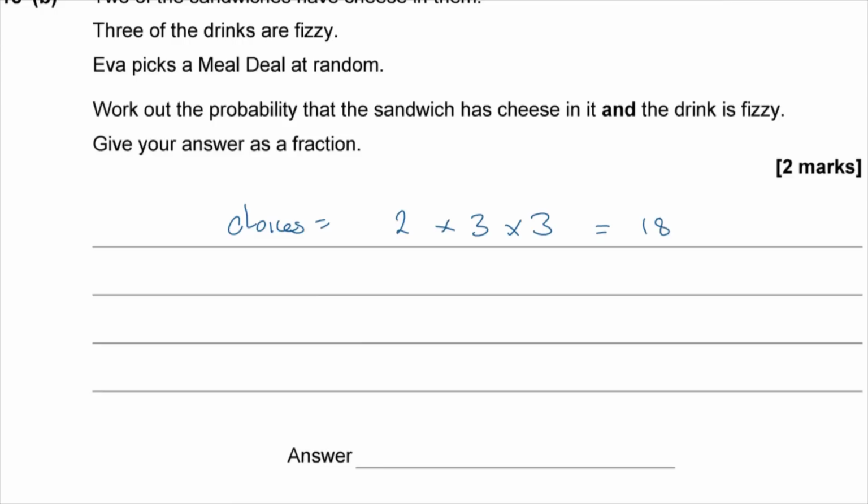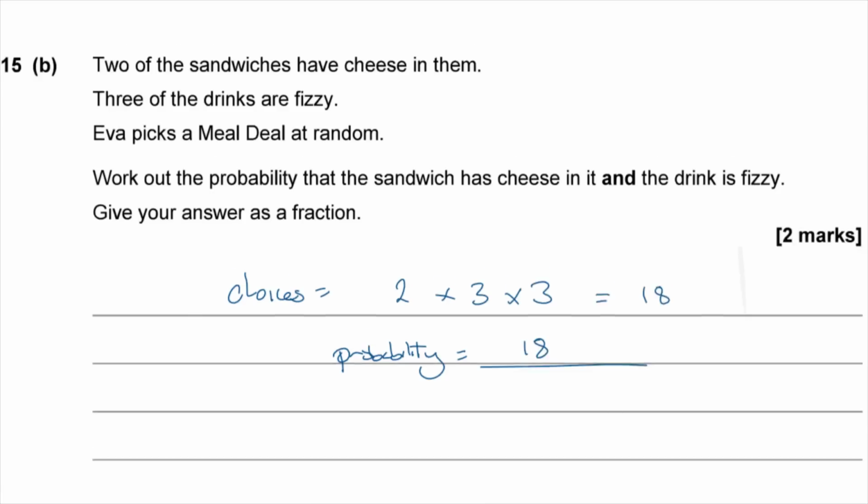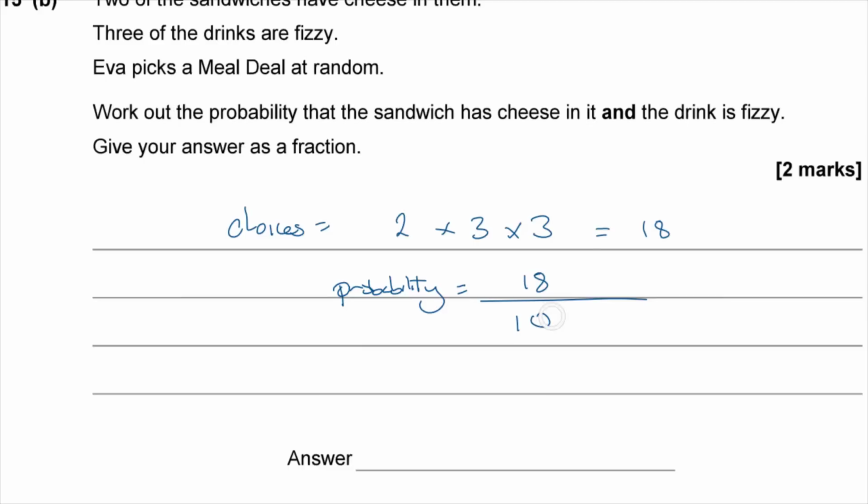So then the probability that she would have picked that is going to be successful outcomes, the number of choices that end up with cheese and fizzy, divided by the total outcomes, which we worked out a second ago was 105. So the probability is going to be 18 over 105. Okay, that's it. Done.